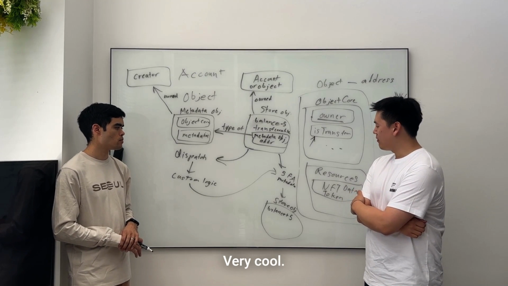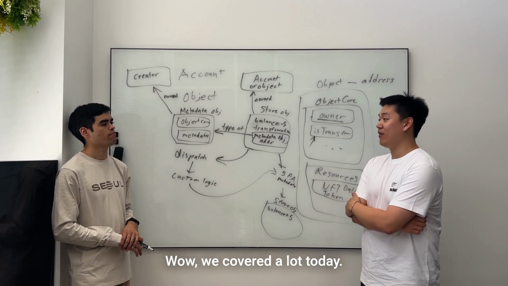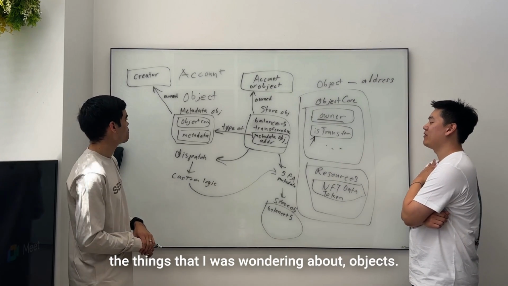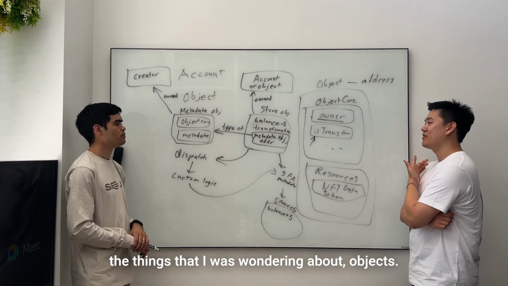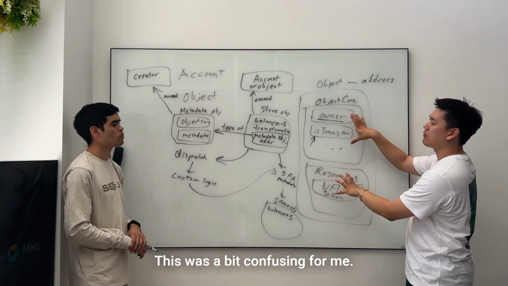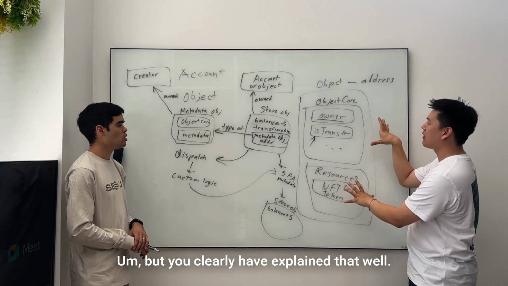Yeah. Very cool. Wow, we covered a lot today. Honestly, you really covered all of the things that I was wondering about objects. Like this object core and the resource. This was a bit confusing for me. But you clearly have explained that.